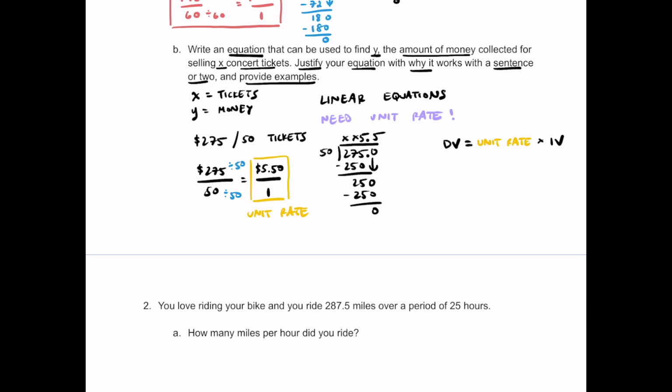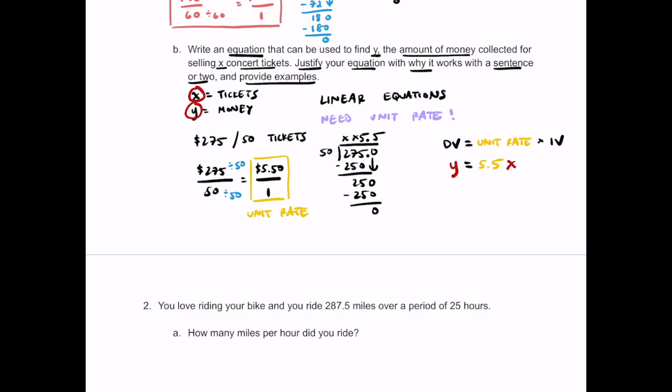So the money, remember we said money is going to be y. So we can say y, the amount of money you make, is going to be what? $5.50, the unit rate, 5.5. I guess I'll leave off the dollar sign here, 5.5 per each movie ticket, or each ticket. I forget what kind of tickets these are. So per each ticket, that's going to be x. So how do we write 5.5 times x? We just write 5.5x. Okay.